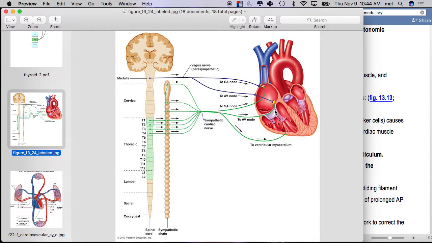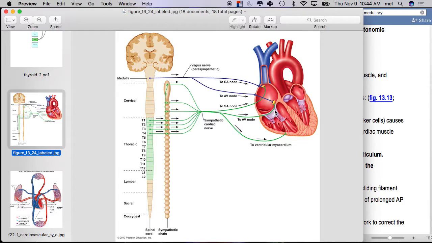Okay. Would it work if the SA node wasn't already generating an action potential? No. The SA node, your autorhythmic cells, are the starter on your heart. And you can push the gas pedal all you want, but if the starter isn't initiated, you have no functionality of the engine. Does that make sense?